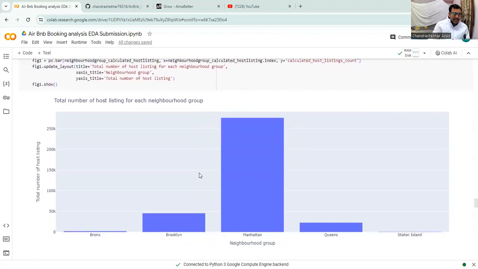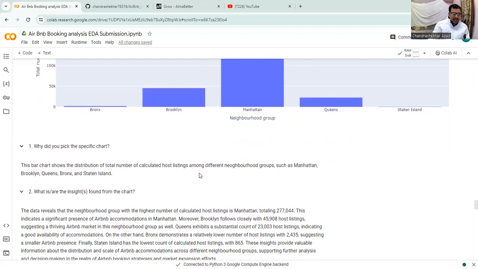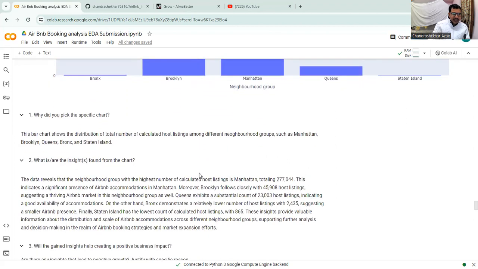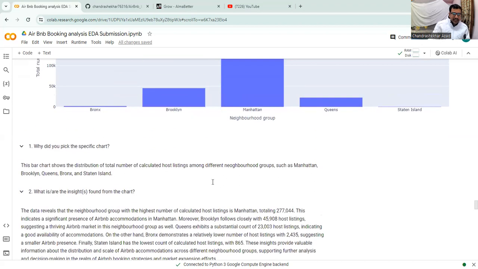The next chart is the distribution of total number of host listings over neighborhood groups. So this chart shows that the highest number of calculated host listings is in Manhattan and the lowest is in Staten Island.